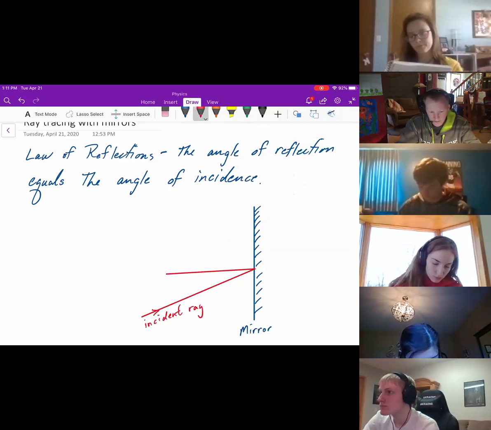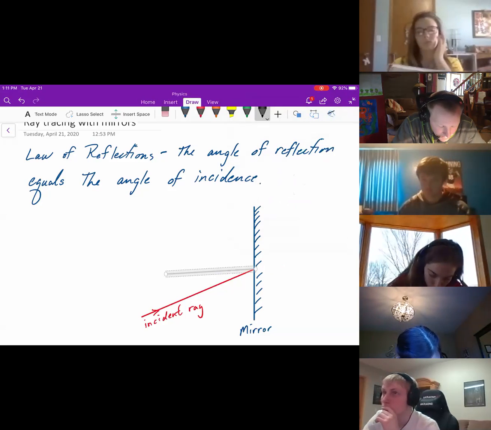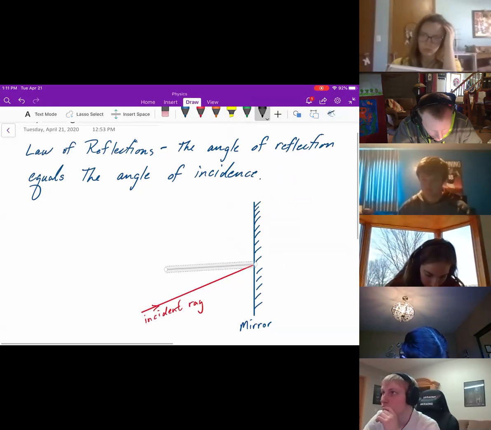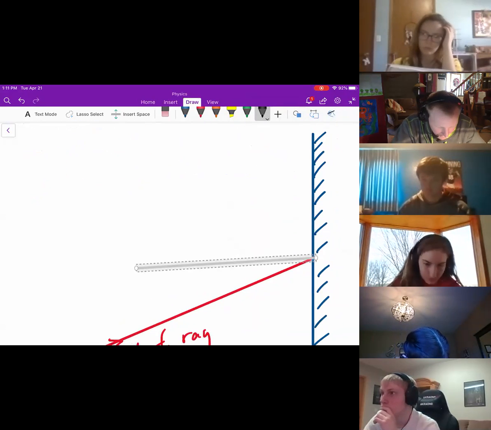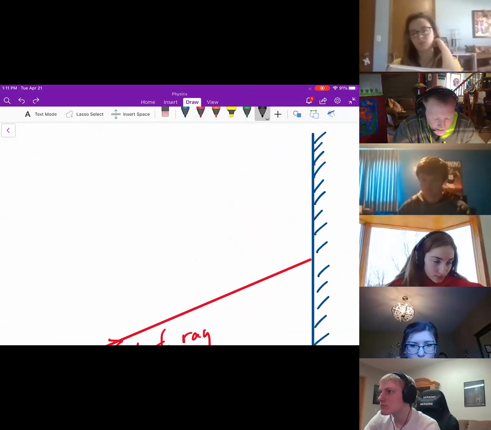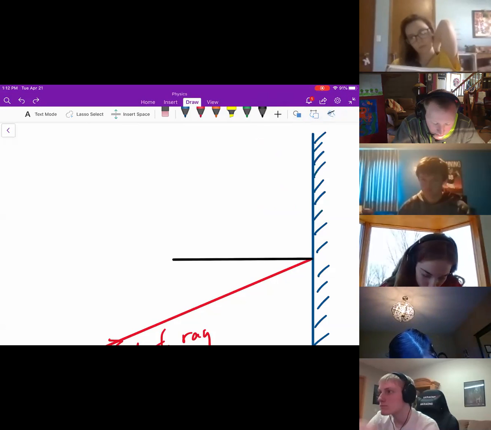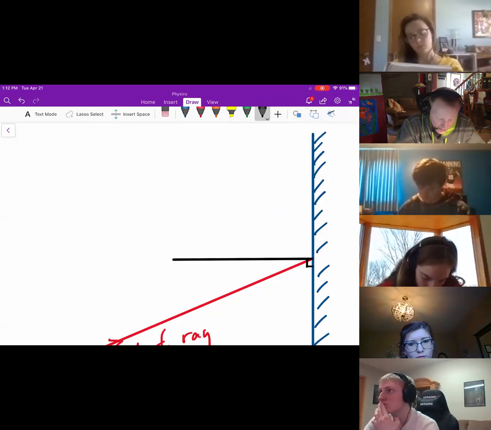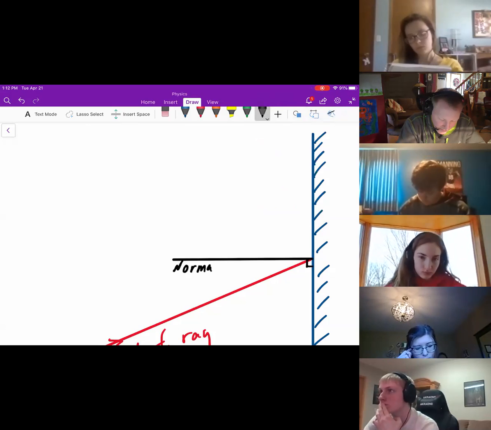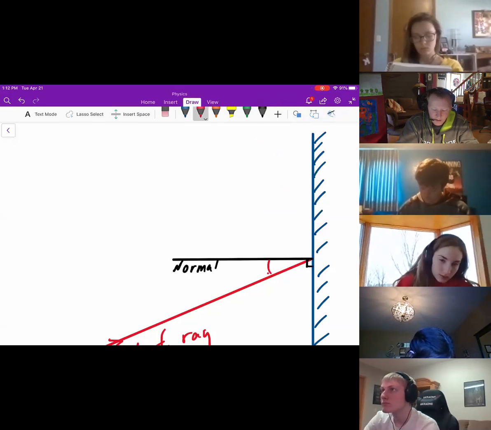That is not very good. I'm going to see if I can fix it in a sec. Okay. So I'm going to try to make that actually come straight out, or at least be close. So this is a normal line. And all of our measurements are going to be relative to that. And then the angle of incidence is right down here.